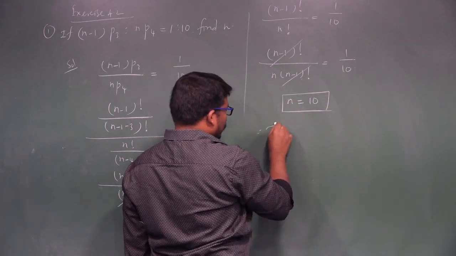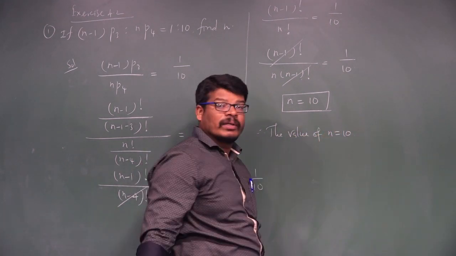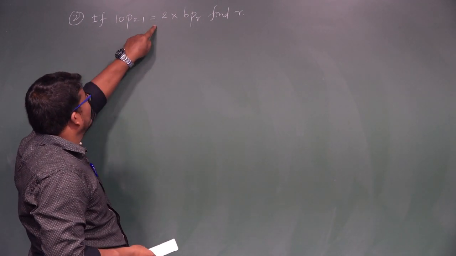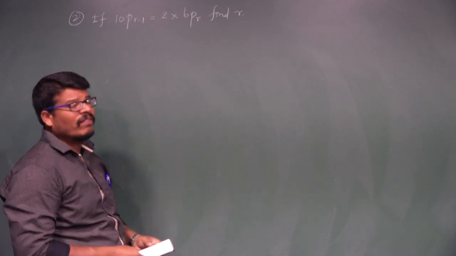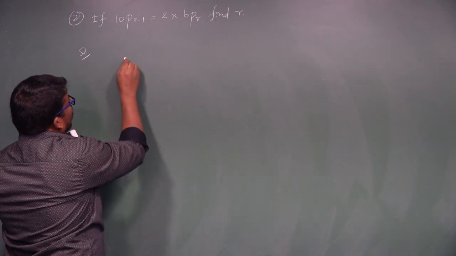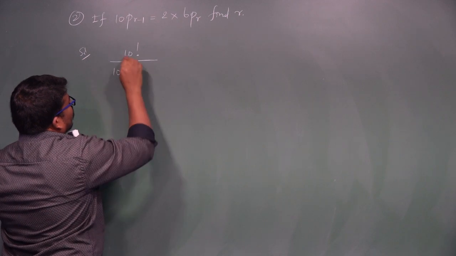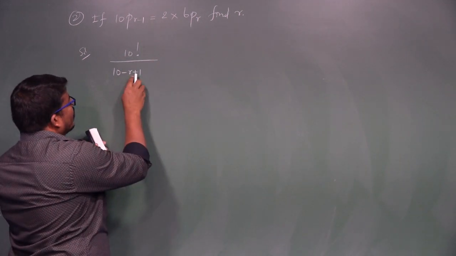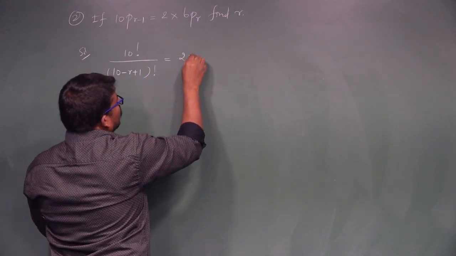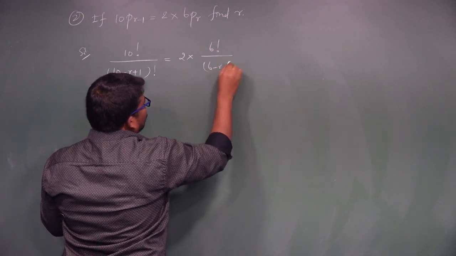So the value of n equal to 10. Next one, second problem. If 10Pr minus 1 equal to 2 into 6Pr, find the value of r. These both are equal. 10P(r minus 1) write as 10 factorial by (10 minus (r minus 1)) factorial, equal to 2 into 6 factorial by (6 minus r) factorial.